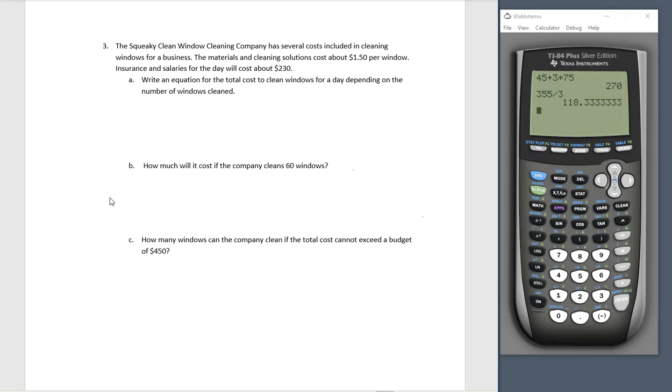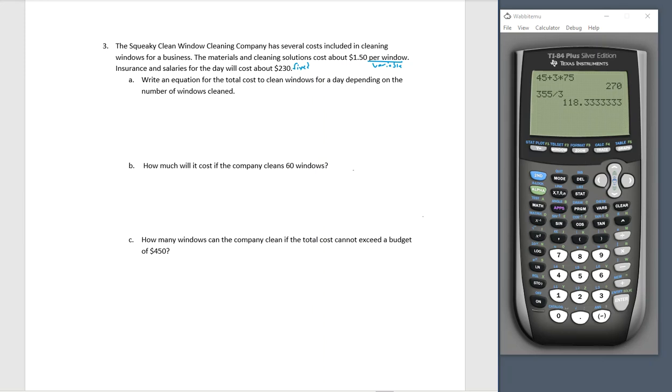One more. The Squeaky Clean Window Cleaning Company, say that 3 times really fast, has several costs included in cleaning windows for a business. The materials and cleaning solutions cost about $1.50 per window. Insurance and salaries for the day will cost about $230. So if we look at this, the cost per window will be variable. It changes depending on the number of windows they do. So this is the one that will have the variable associated with it. Each day, this will be a fixed amount, $230 each day plus $1.50 per window.